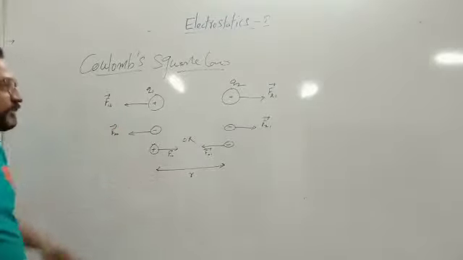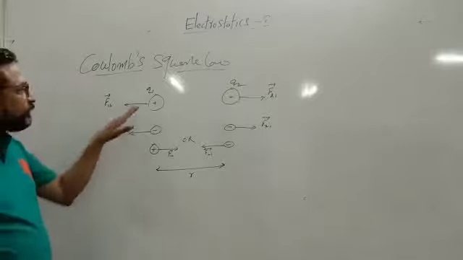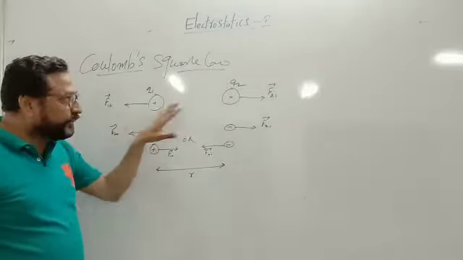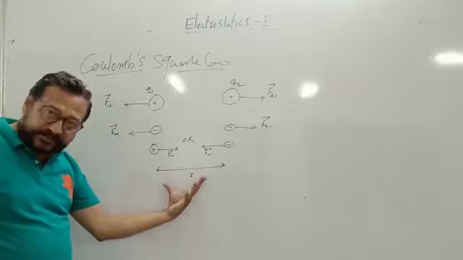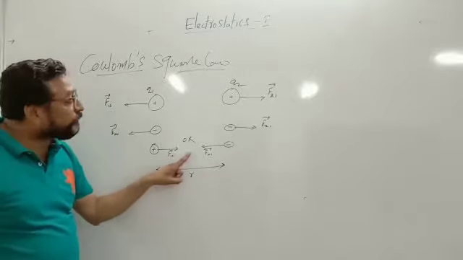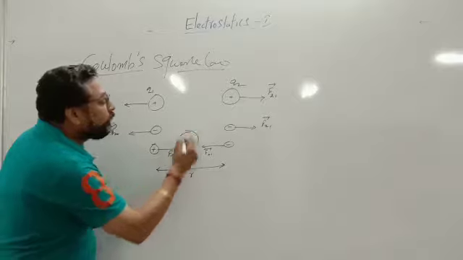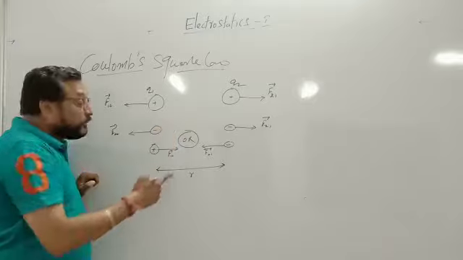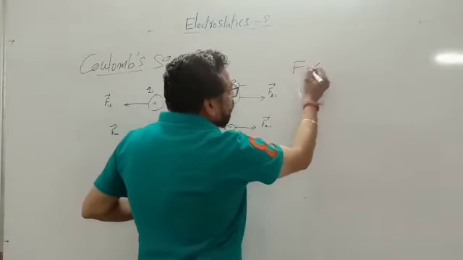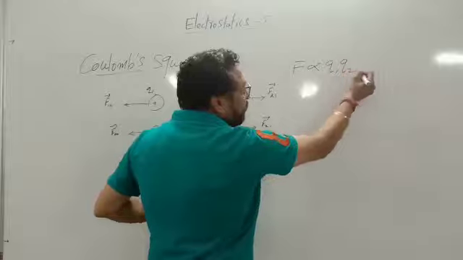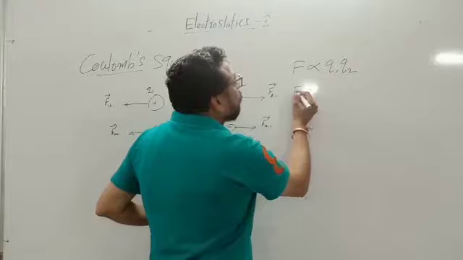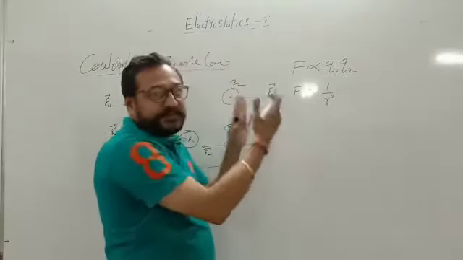The statement is: when two charges Q1 and Q2, I repeat, when two charges Q1 and Q2 are placed at a distance of R, then the force of attraction or repulsion is directly proportional to the product of these charges. This is statement 1. And it is inversely proportional to the square of the distance between them.